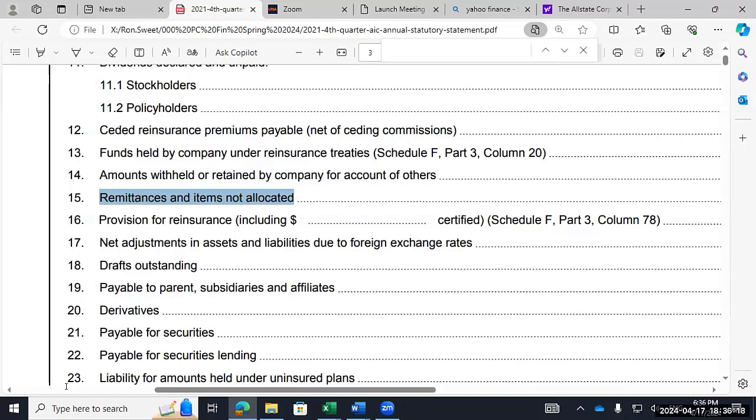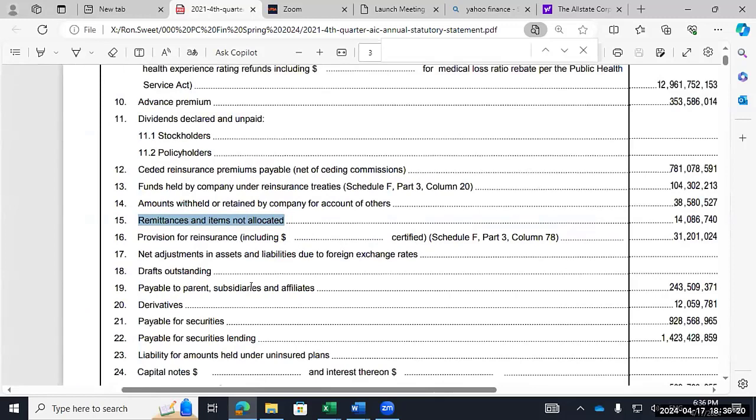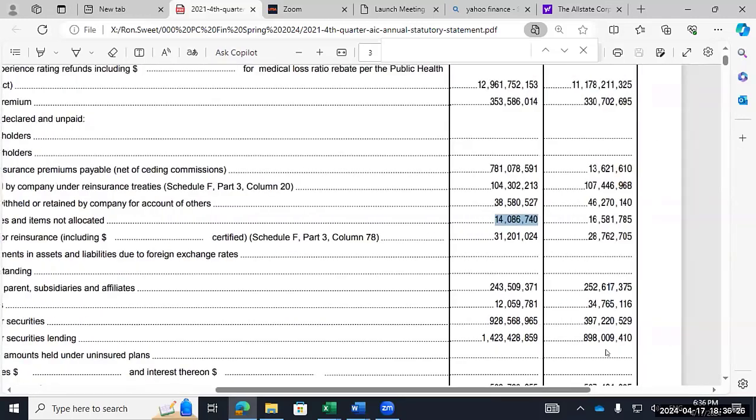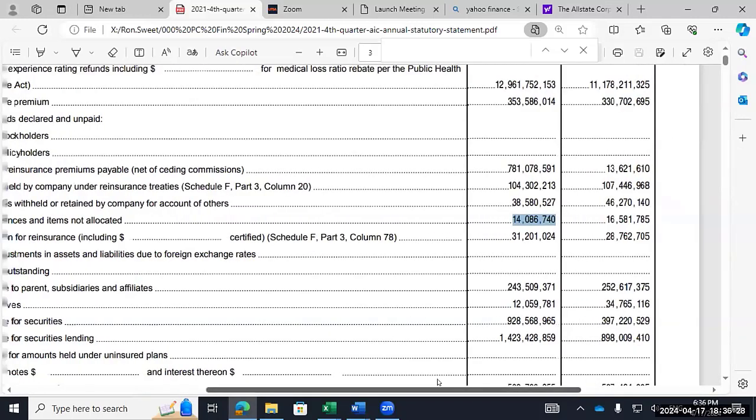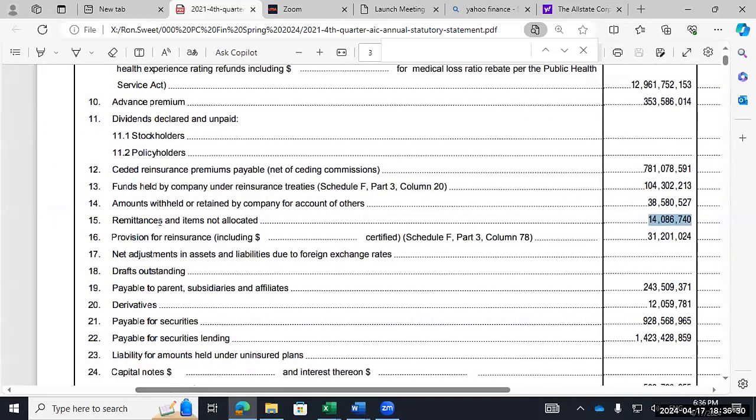Now, how big of a number is it? If you look at it with Allstate, it's probably not a huge number. It's $14 million, but it's not an inconsequential number. You know, it's there. So that's what that is.